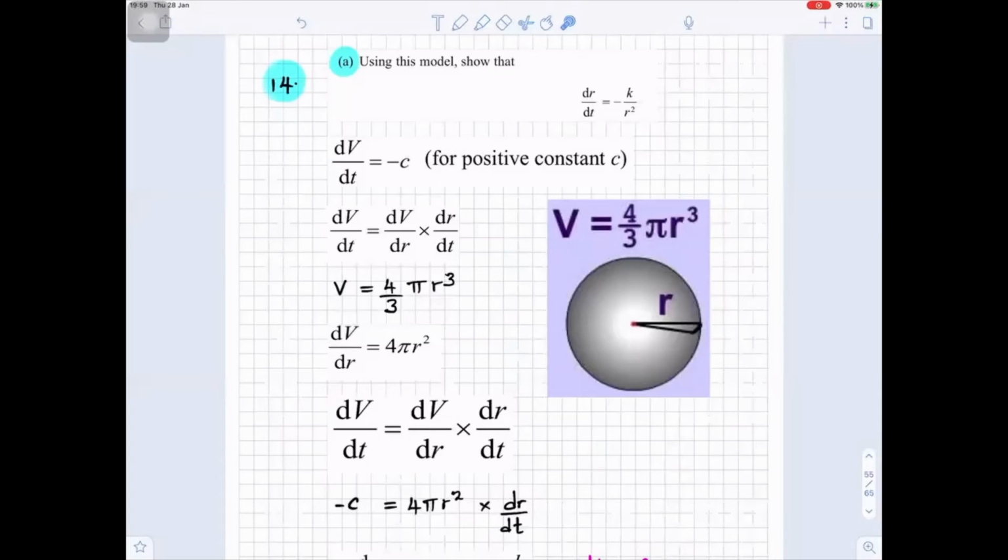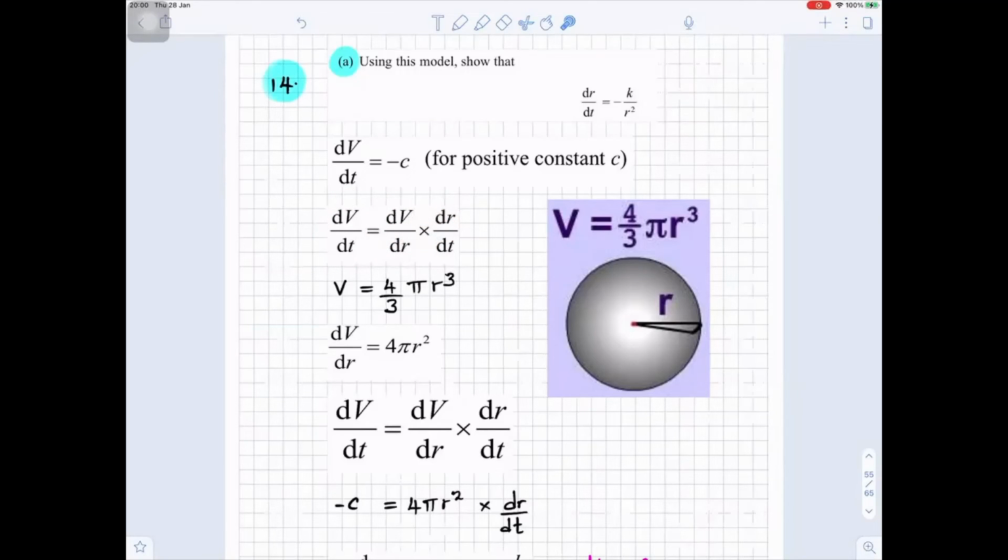So for question 14, we want to write dV over dt is equal to minus c, for a positive constant c. The minus means it's decreasing, it's going down. So c is a positive constant. So we can use dV over dt is equal to dV over dr times dr over dt. What you want to notice is that you can cross out this dr over dr. The left side will be dV over dt and the right side will be dV over dt.